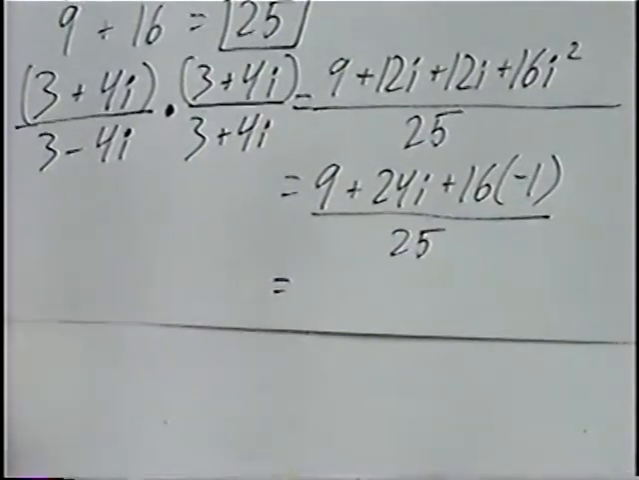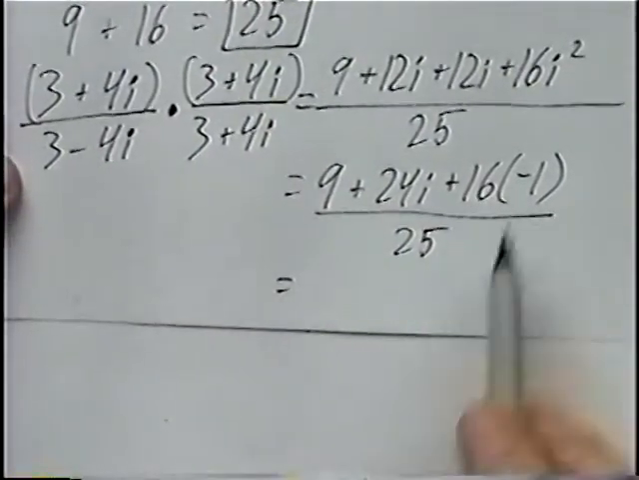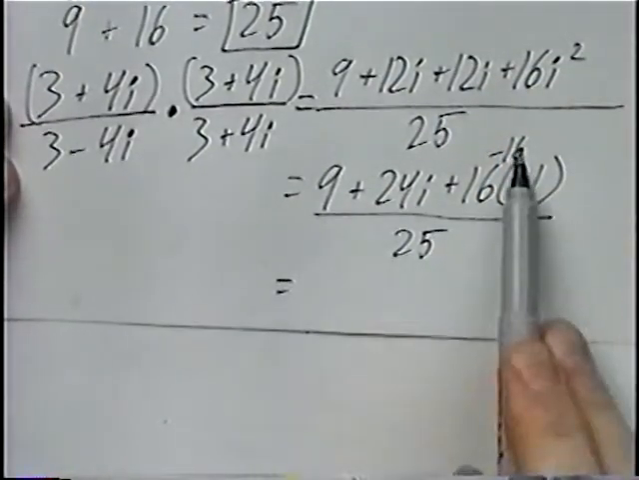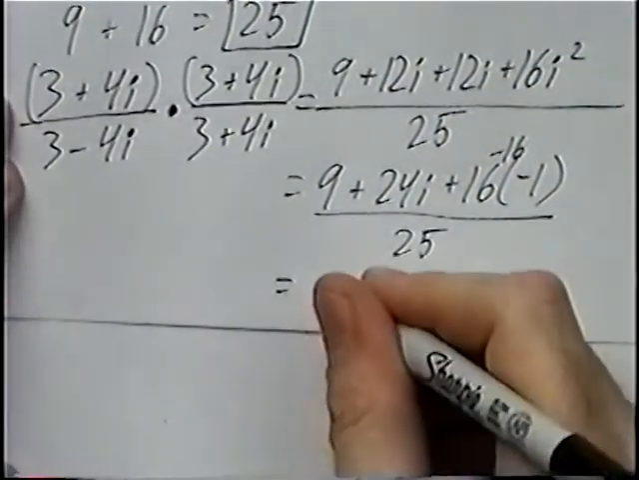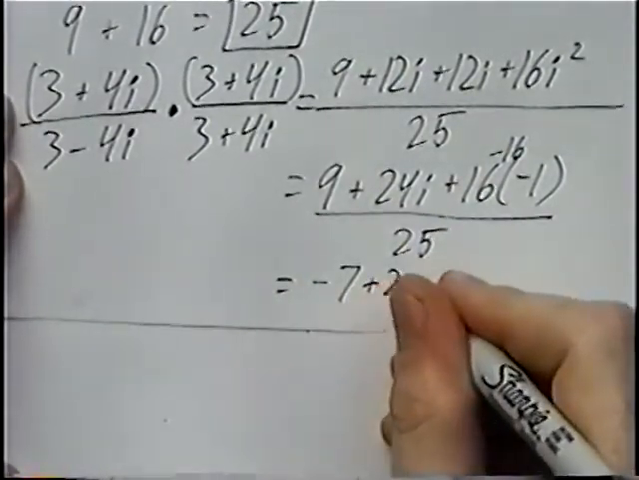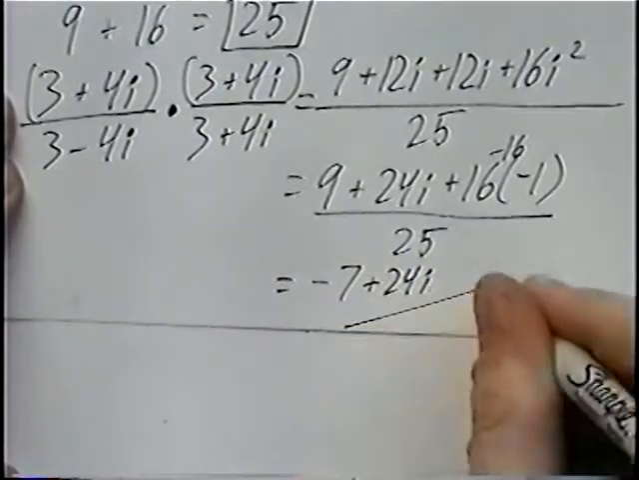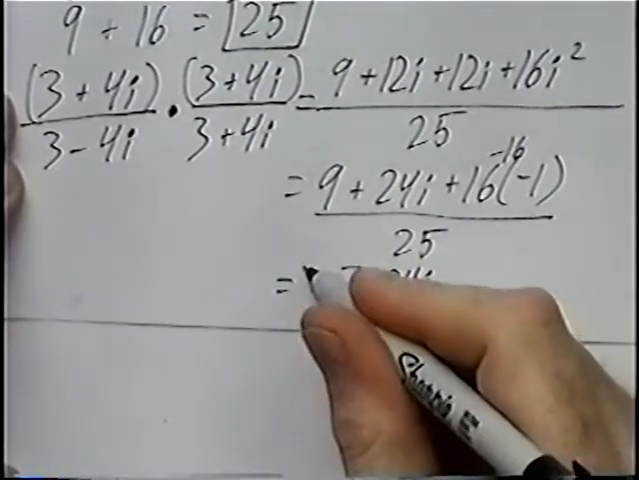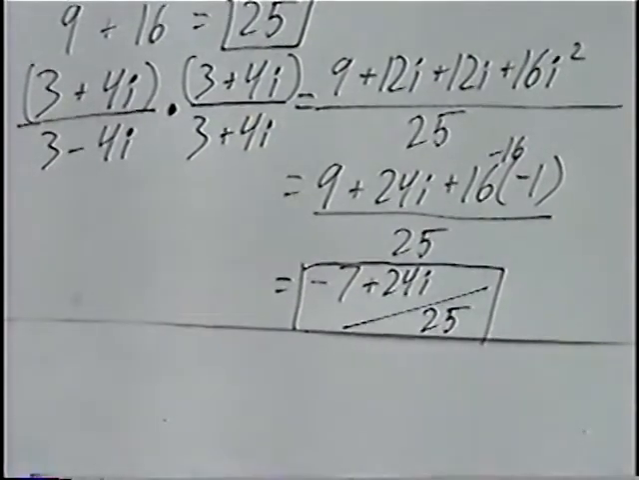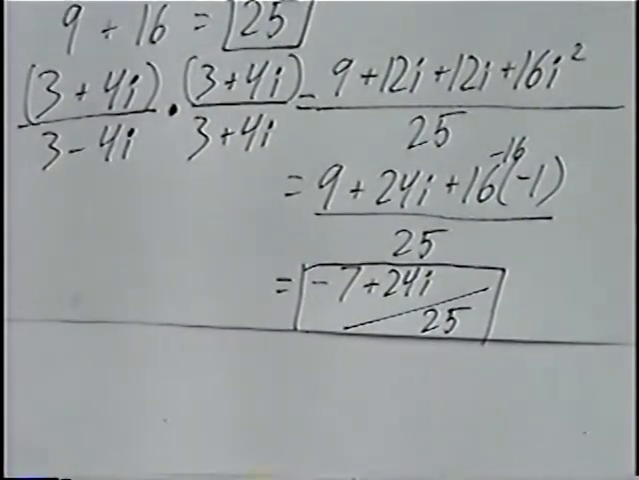Combine like terms again. We'll have 16 times negative 1, which will be negative 16. 9 minus 16 would be negative 7, plus 24i, divided by 25. So our answer to the question is negative 7 plus 24i divided by 25.